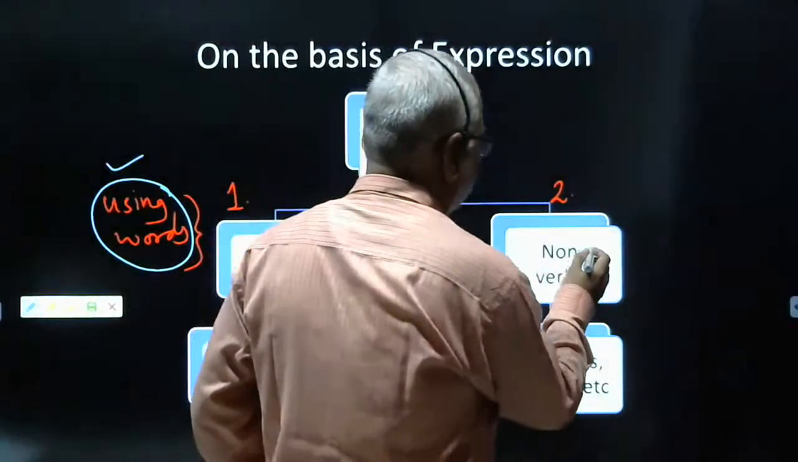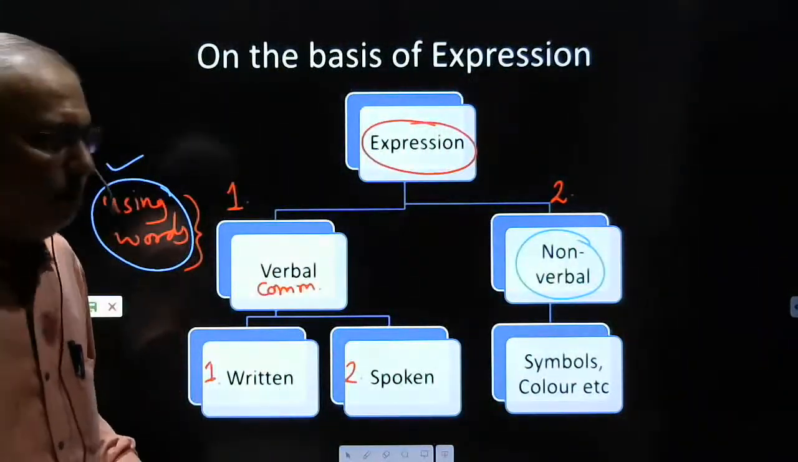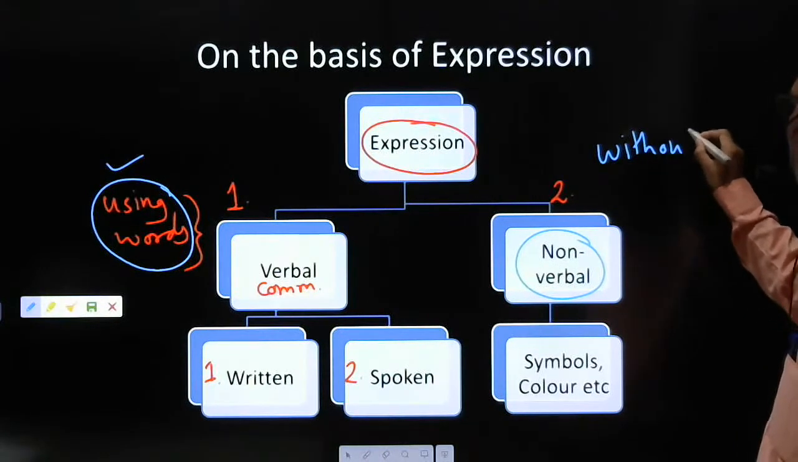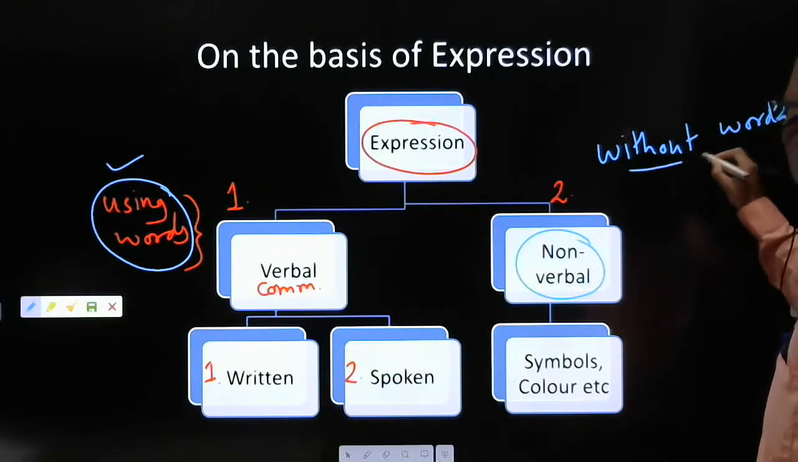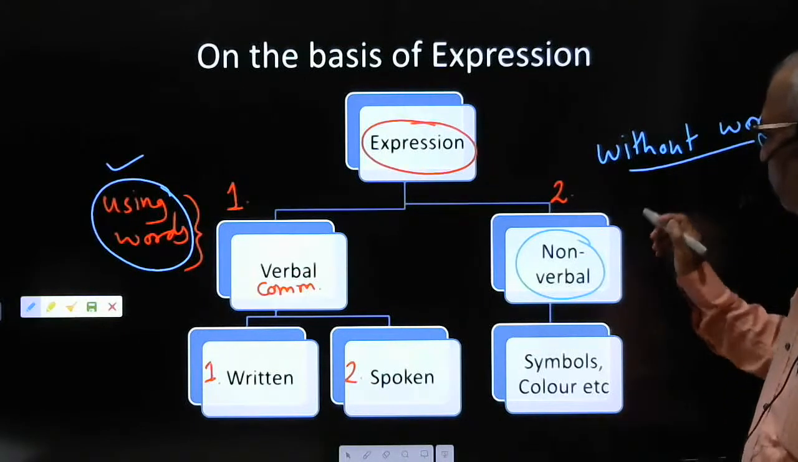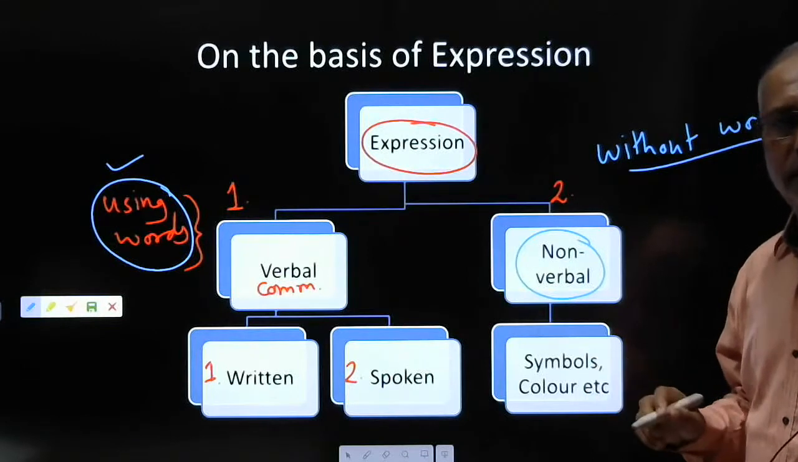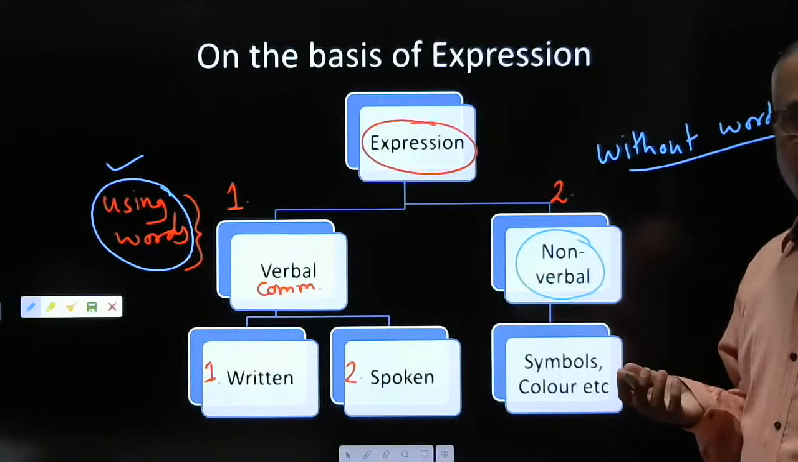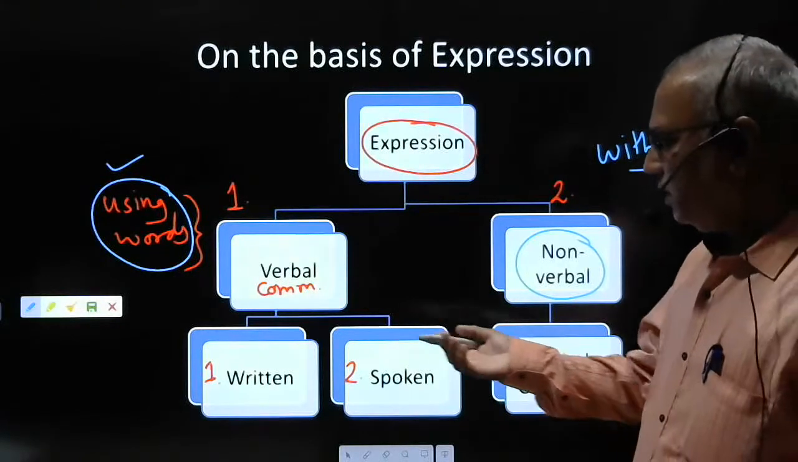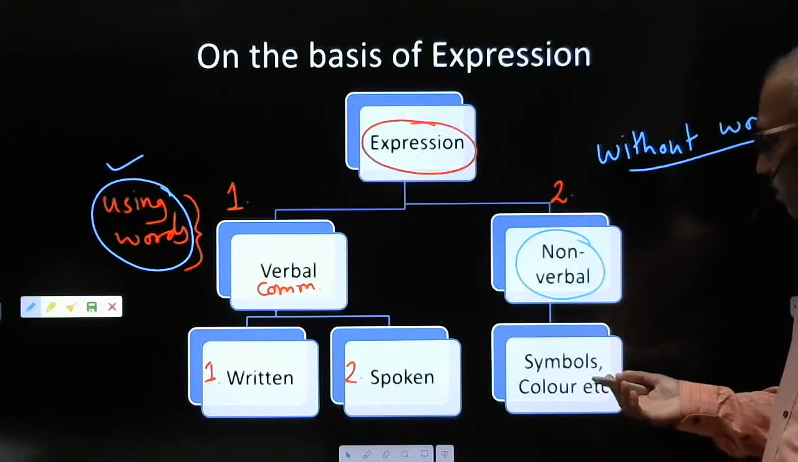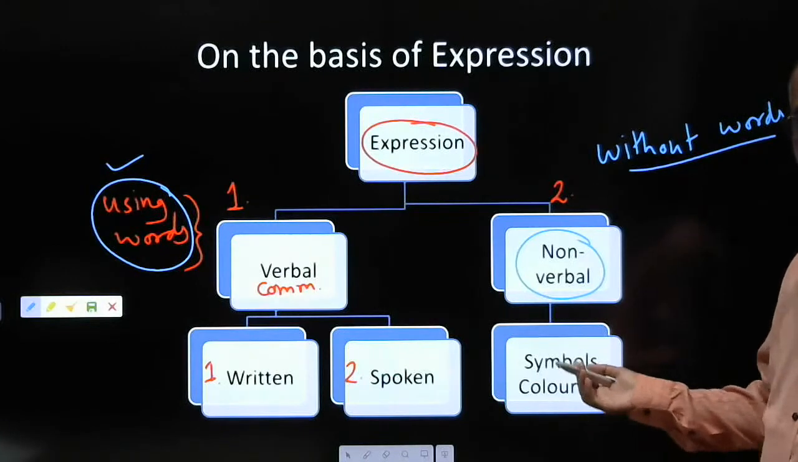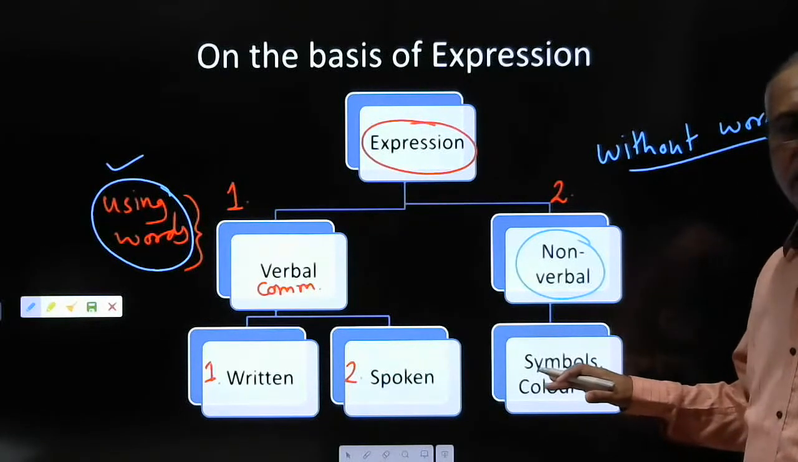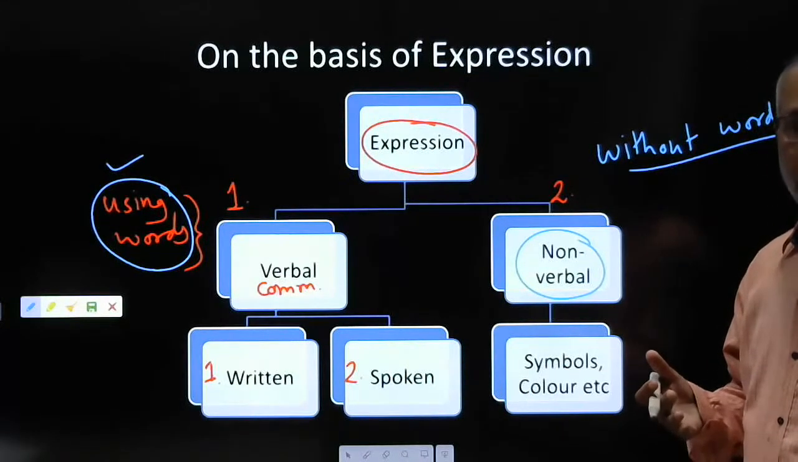And non-verbal communication is the opposite of verbal communication. Any kind of communication done without words is called non-verbal communication. You might be surprised how it is possible to communicate without words. Yes, without words we communicate sometimes. Though it is not similar to written or spoken communication, with the help of certain symbols, colors, diagrams, pictures, signatures or signs, we can communicate.